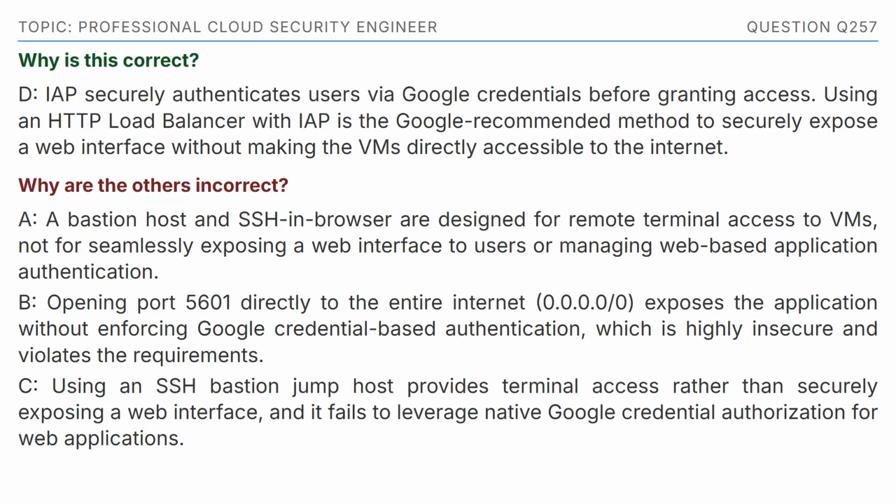Why is this correct? D. IAP securely authenticates users via Google credentials before granting access. Using an HTTP load balancer with IAP is the Google recommended method to securely expose a web interface without making the VMs directly accessible to the Internet.